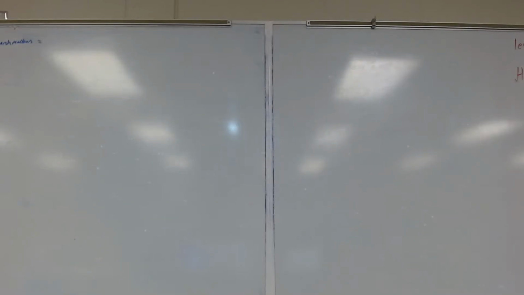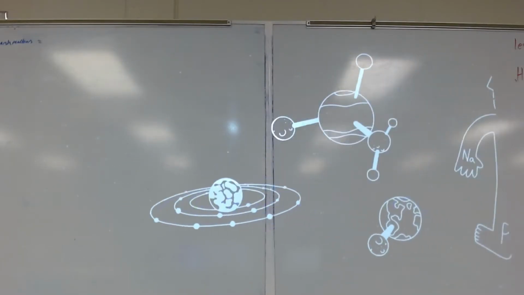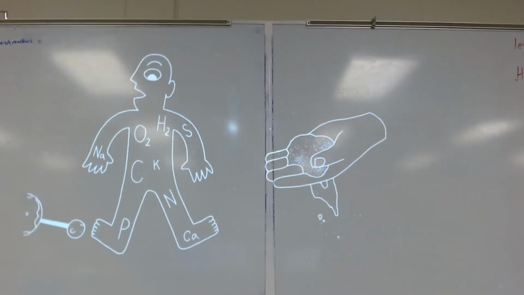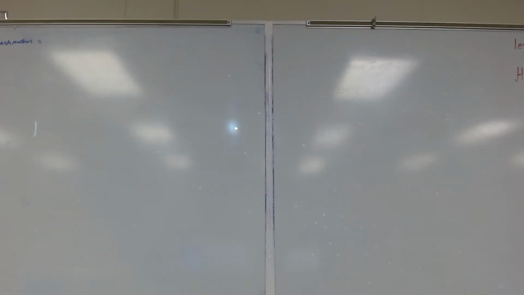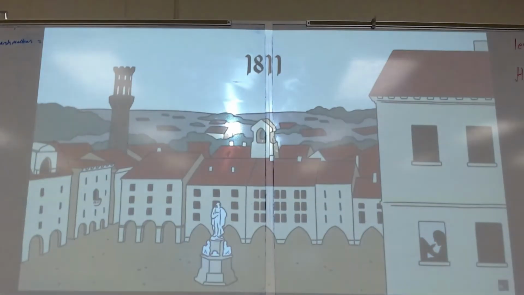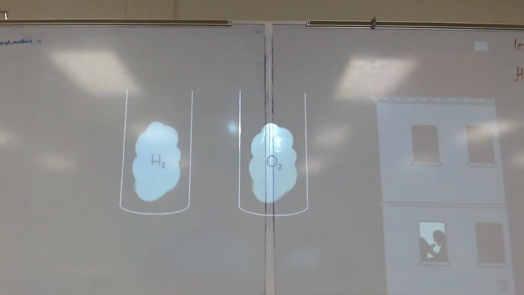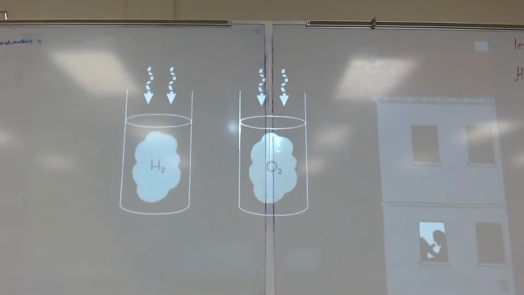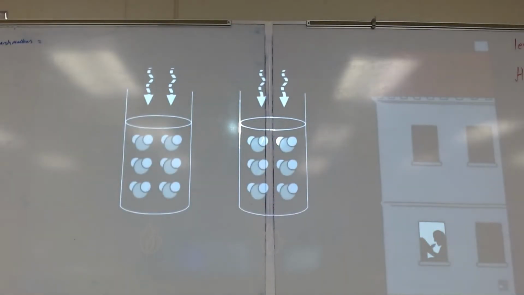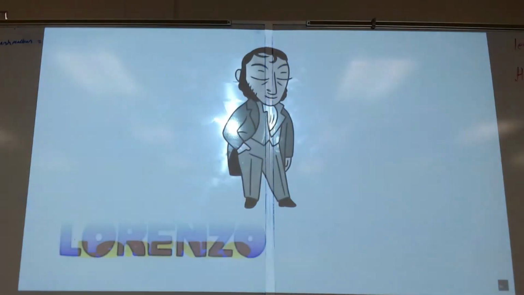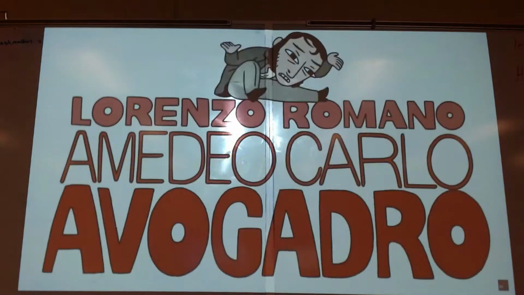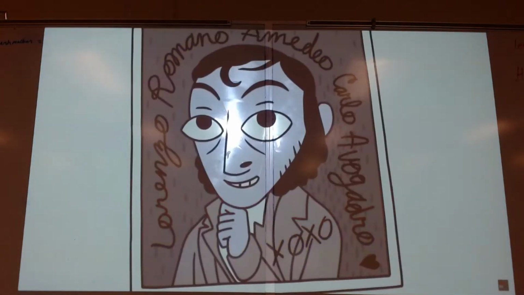Have you ever wondered how many atoms there are in the universe, or in your body, or even in a grain of sand? Scientists have wanted to answer that question, but how do you count something as small as an atom? Well, in 1811, someone had an idea that if you had equal volumes of gases at the same temperature and pressure, they would contain an equal number of particles. His name was Lorenzo Romano Amedeo Carlo Avogadro. Wonder how long it took him to sign autographs.